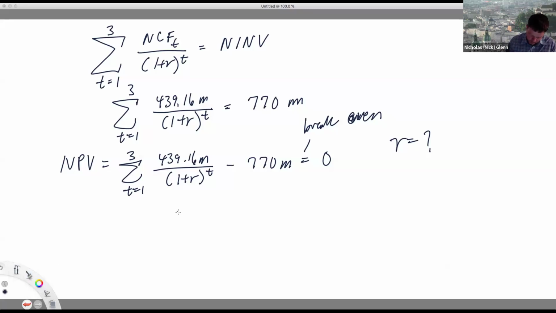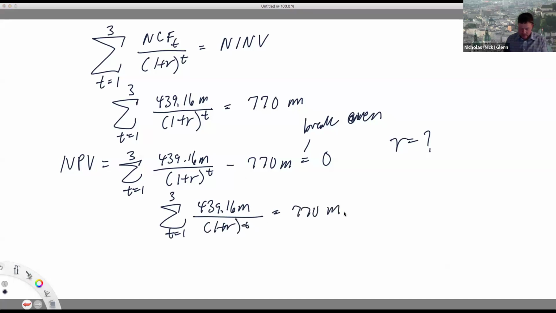Okay. So we'll rewrite this again. The sum from T equals 1 of 439.16 million divided by (1 plus R) to the T equals 770 million. So essentially what this summation is, because this is over 3 years, we'll write this out. This cash flow doesn't change, so it's going to be the same thing for each year. Another way you could write this is 439.16 million divided by 1 plus R, whatever the discount rate is, to the first power.